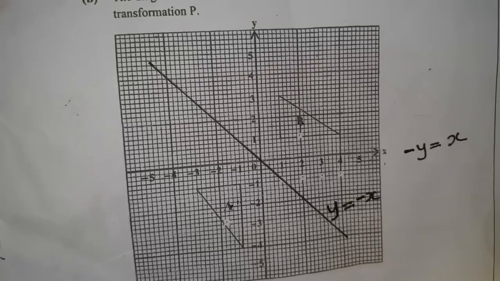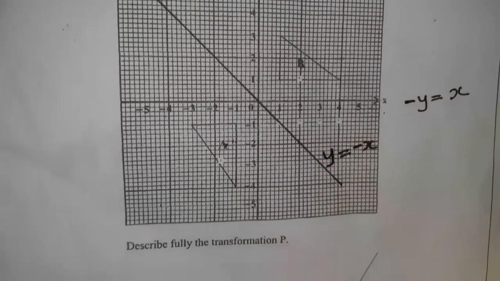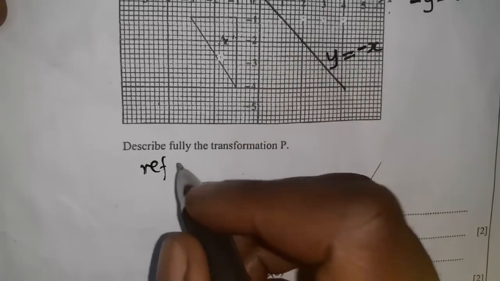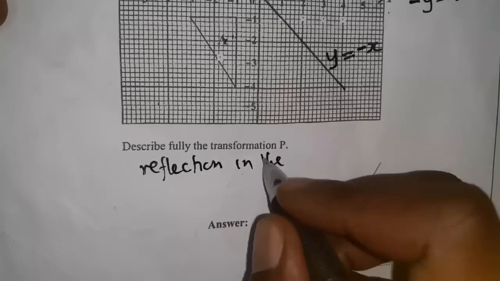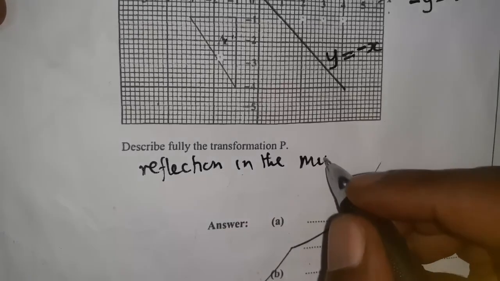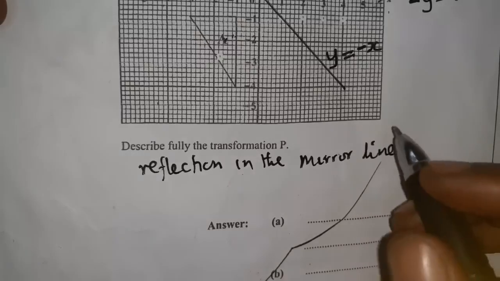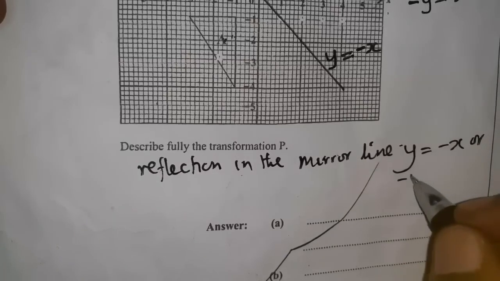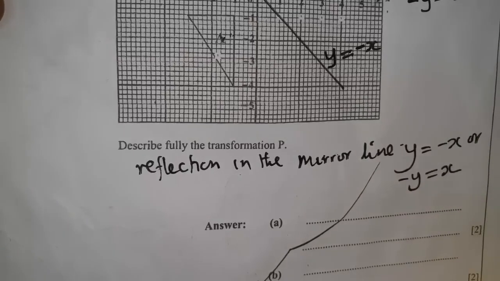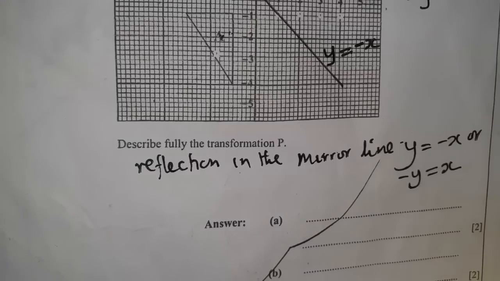So to describe here on the description part, what can we write? The transformation is a reflection in the mirror line y is equals to negative x, or you can say negative y is equals to x. That is what we are going to have here. I hope this is very clear.